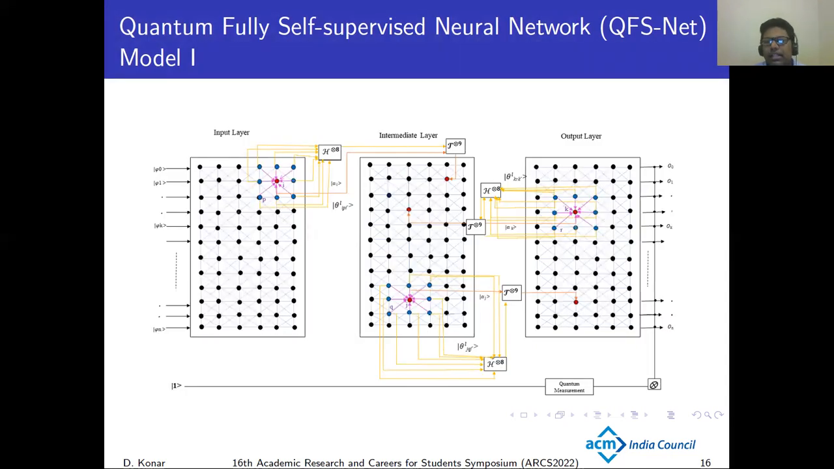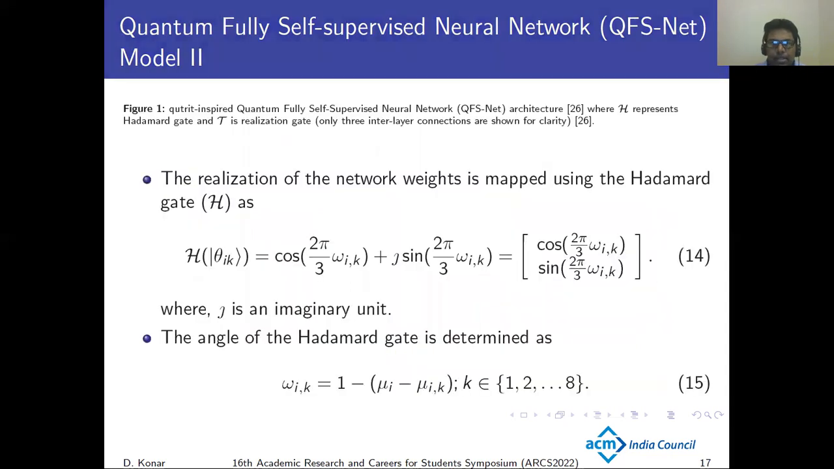Yes, and once this network converges, then whatever qubits are interacting with the environment become classical bits. So the realization of network weights: these network weights are basically represented using cos and sine parts. This is the superimposed network weights using Hadamard gate, and we have also fixed the rotation angle as the difference between the candidate pixel and its neighborhood pixel, and we have taken the complement of this, that is the reason for 1 minus.